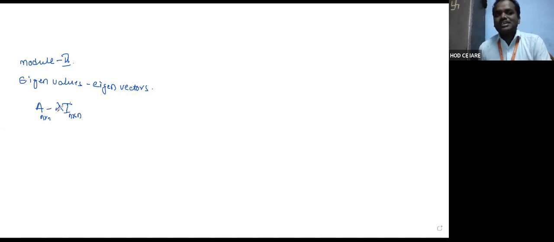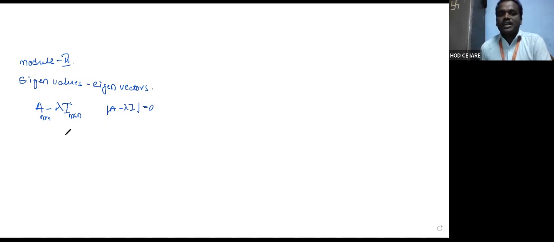You can write A minus lambda I. Lambda is a scalar value, a constant. The determinant of A minus lambda I equal to 0 is called the characteristic equation of the given square matrix. This we call the characteristic equation.